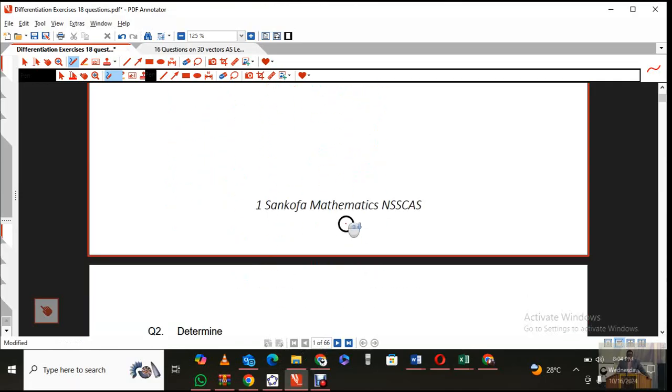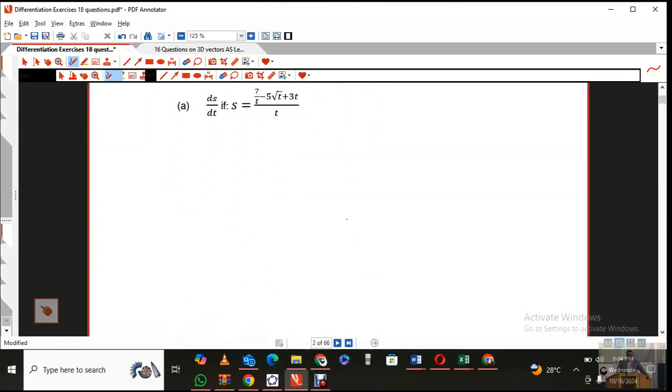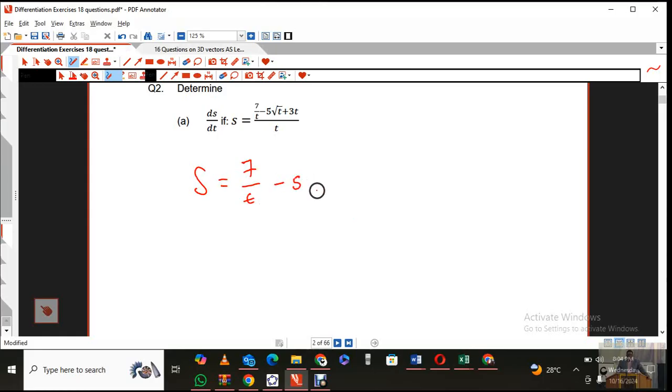Right, let's do the second one. Determine ds/dt. Again, I'm just going to clean this function. I'm going to have 7 over t minus 5 t raised to the power of a half plus 3t. Of course, every one of these things is all over t, so we can go ahead and write them separately.